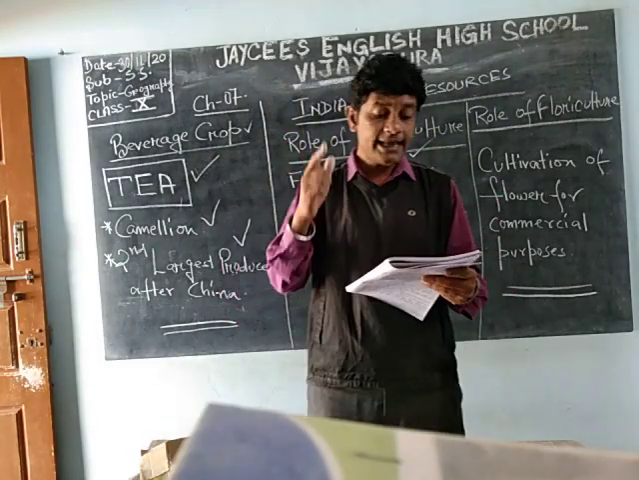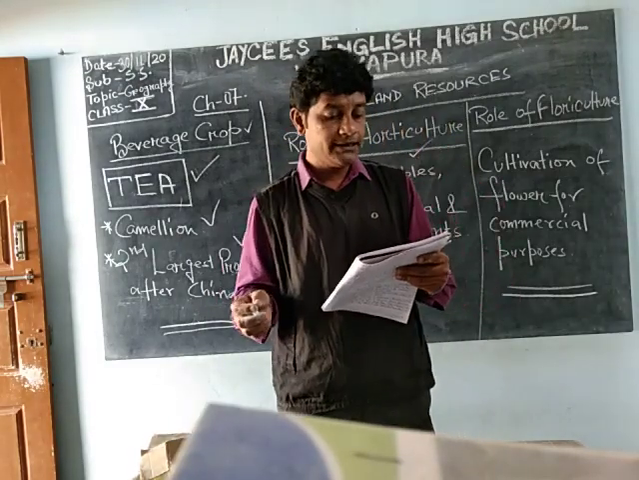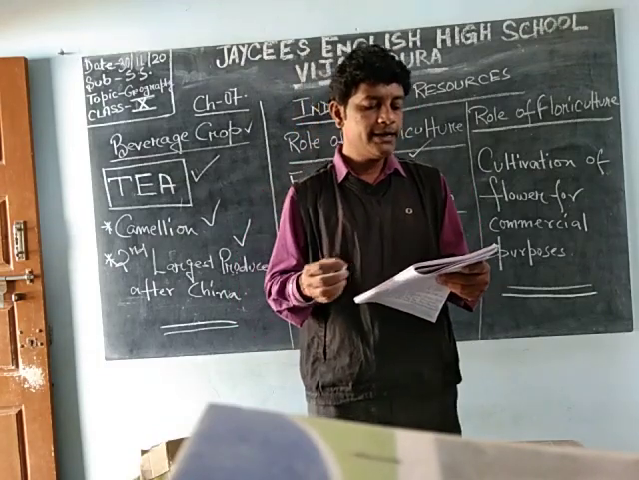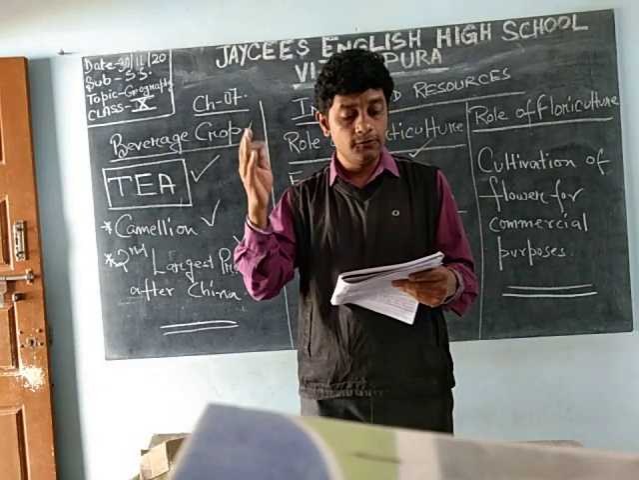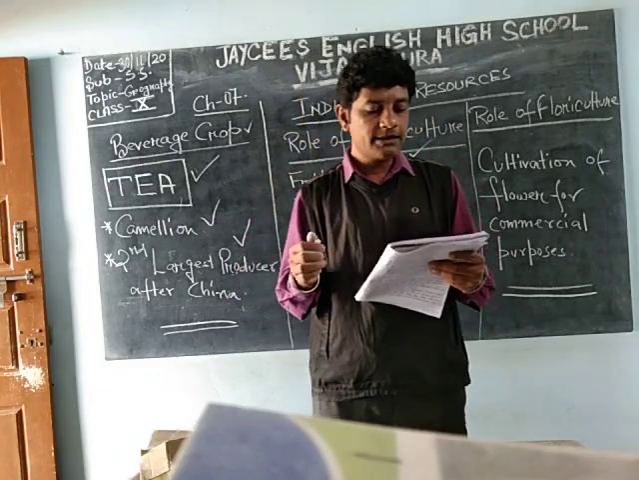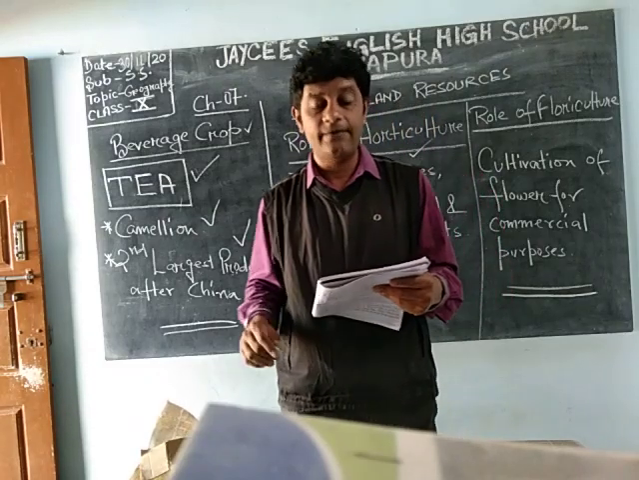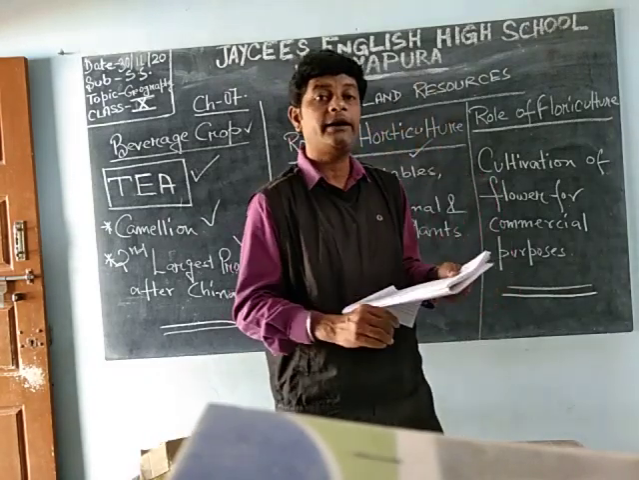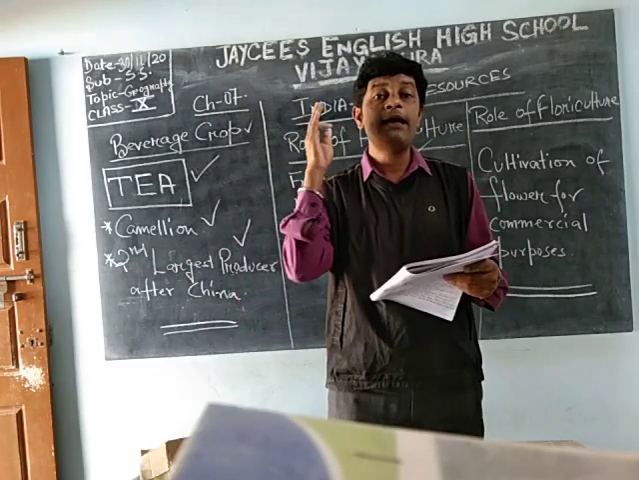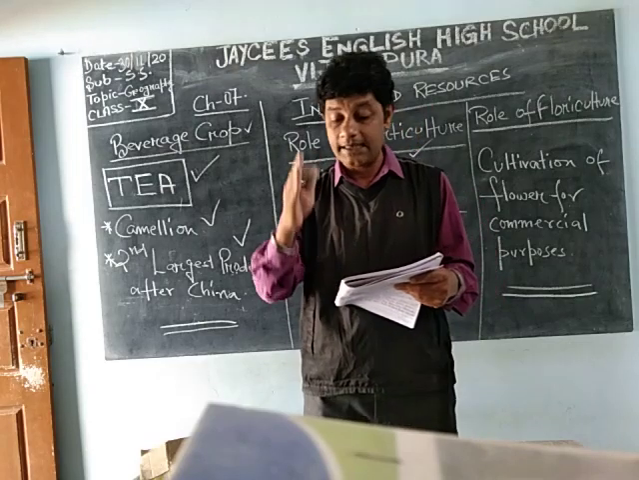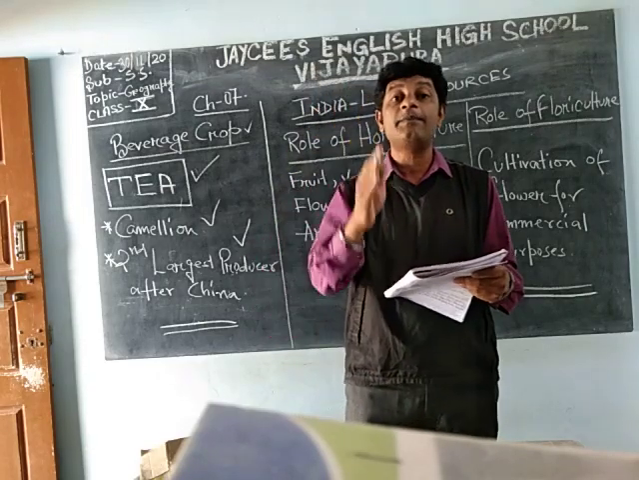Next, India is the second largest producer of fruits and vegetables in the world next to China. Its share in the global production of fruit is 11% and vegetable is 7%. Okay, out of 195 countries of the world, India shares 11% of fruits and 7% of vegetables in the world.